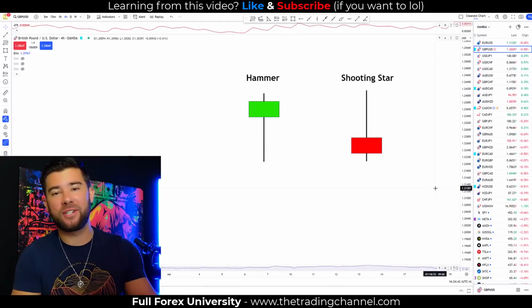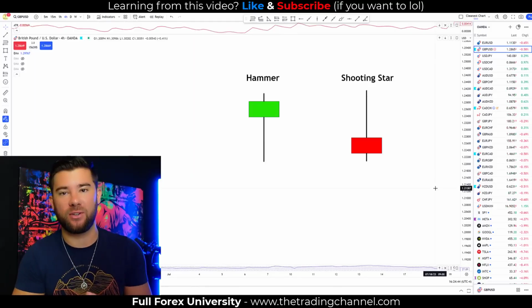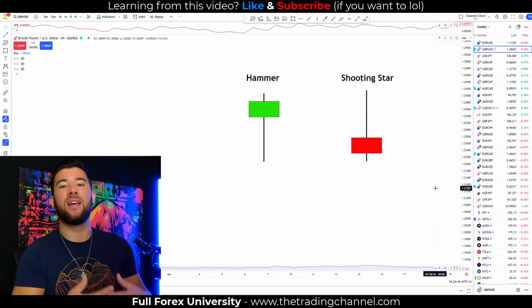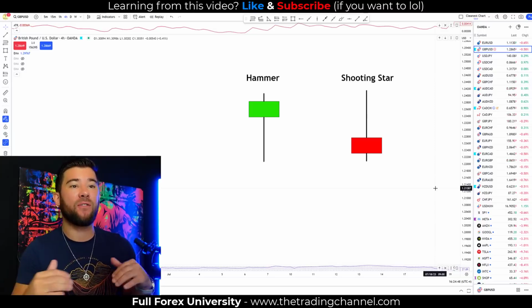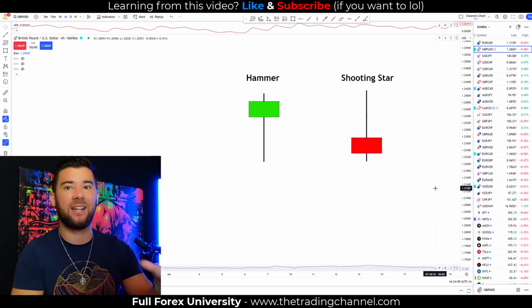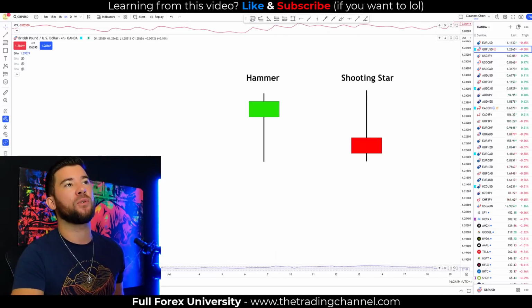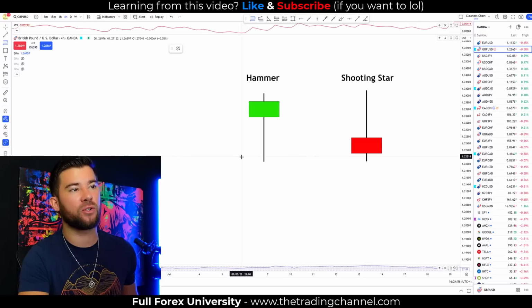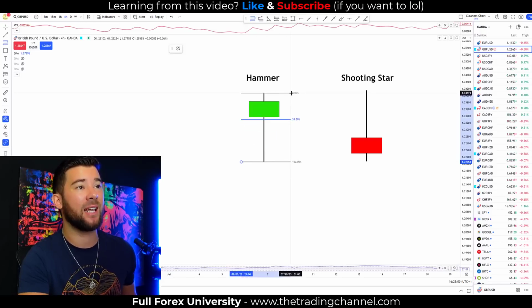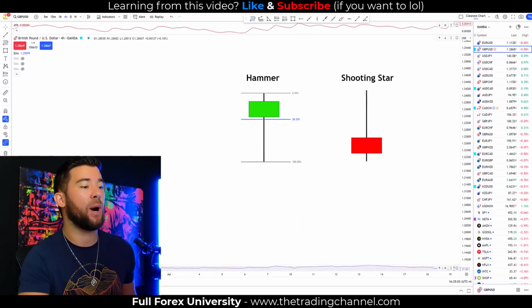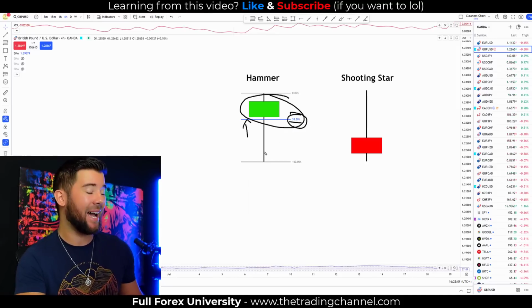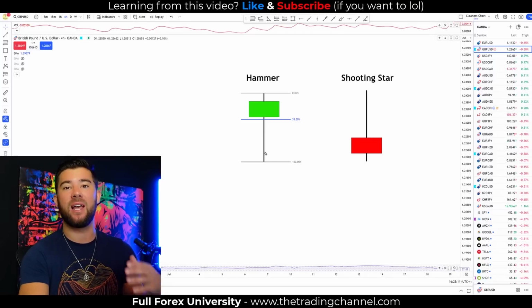Let's take a look. On the screen in front of you, you can see a hammer and a shooting star candle. And the way I define these, in order to keep myself consistent and never second guess whether I'm actually seeing a hammer or a shooting star candle, is by utilizing a Fibonacci retracement tool. So I take my Fibonacci retracement tool from the low of the candlestick up to the high of the candlestick, and as long as the entire body of the candlestick is above the 38.2% retracement, which is my little blue line here, then I have what I consider a valid hammer candle.